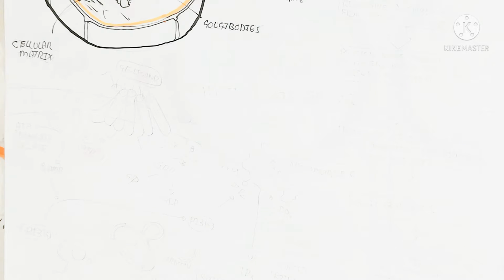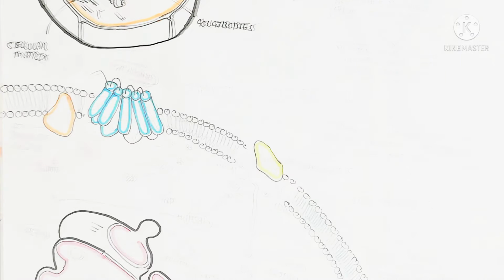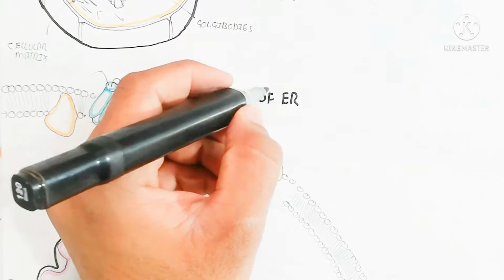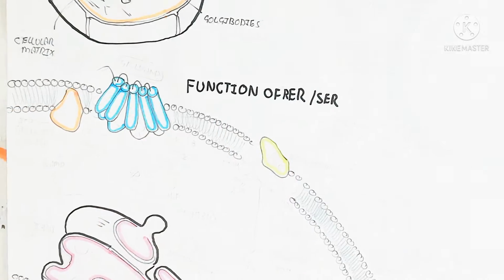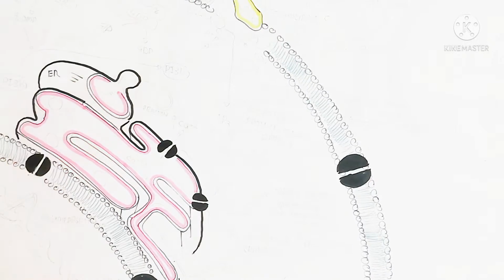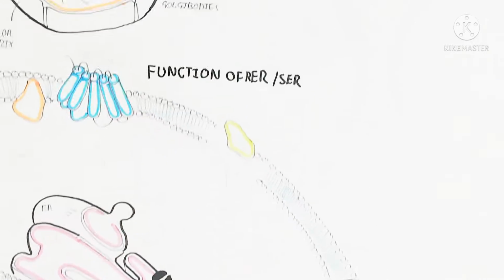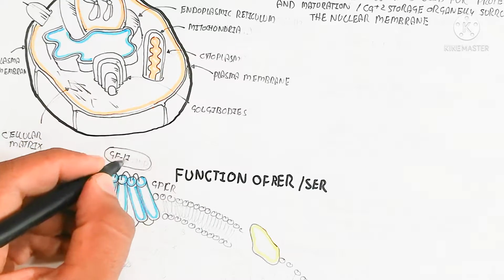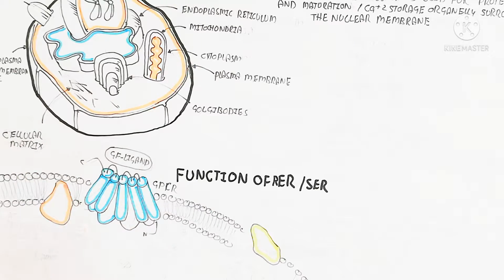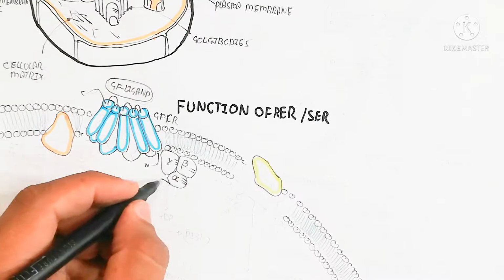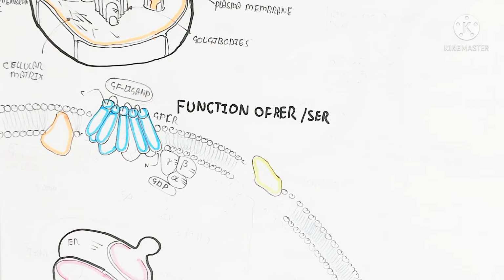Let's begin to understand the function of the rough endoplasmic reticulum and smooth endoplasmic reticulum. Here is the bigger picture for understanding. This is the G protein coupled receptor, and there are different enzymes also present. Here you can see the endoplasmic reticulum, and here is the G protein coupled receptor. When the G protein coupled receptor receives a ligand, for example a growth factor, the intracellular trimeric protein contains an alpha subunit.